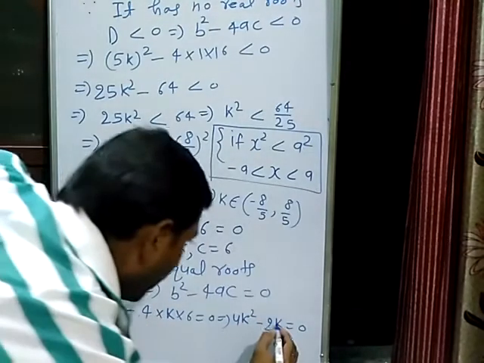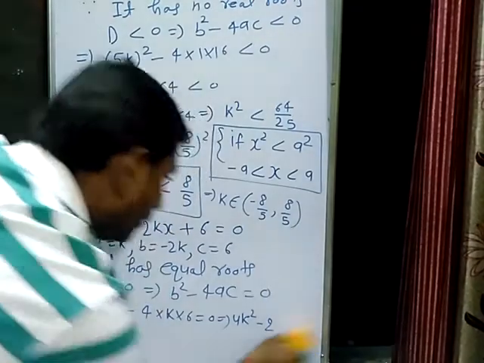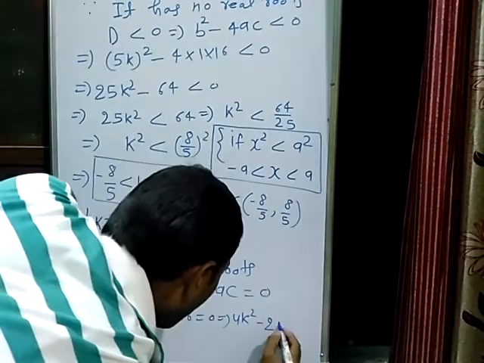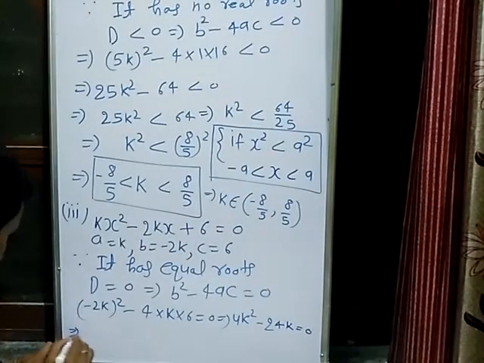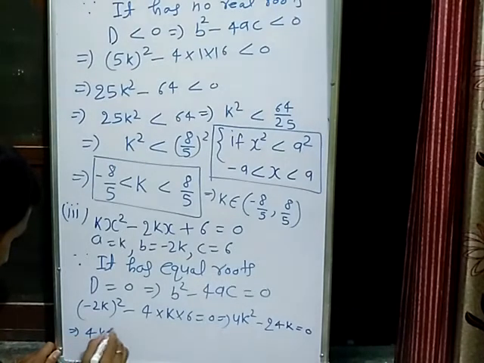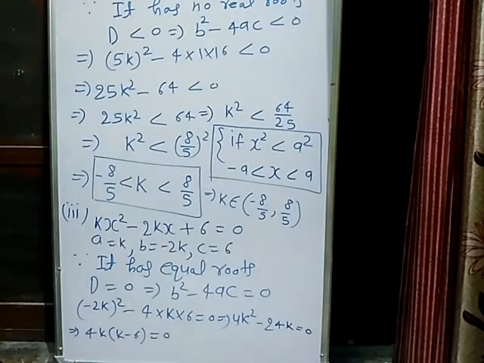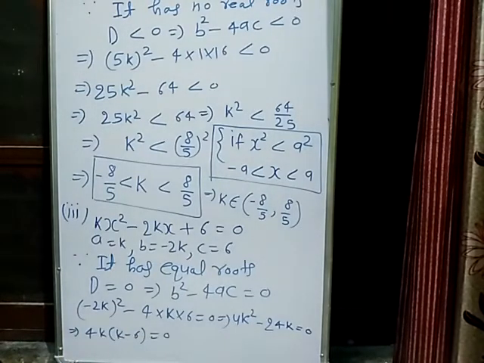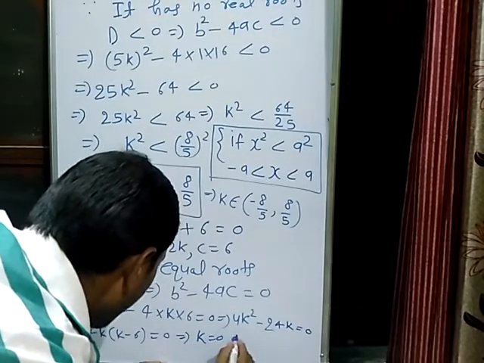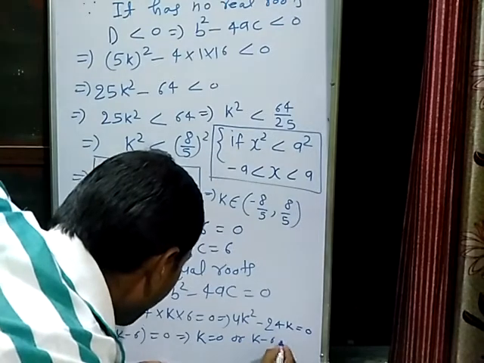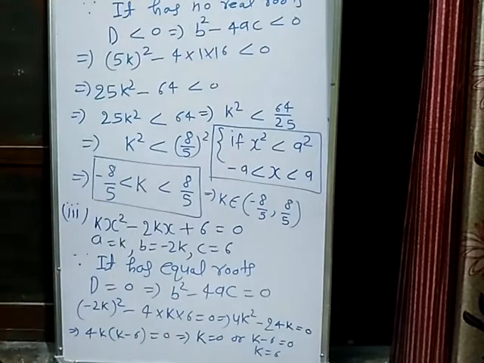Sorry, 24k. 4k square minus 24k is equal to 0. In this, what can we take in common? You can take 4k as common. You will get here 4k into k minus 6 is equal to 0. So what may be the possible values? This implies either k is 0 or k minus 6 is 0. And if k minus 6 is 0, then k is equal to 6. So possible values are 0 and 6.